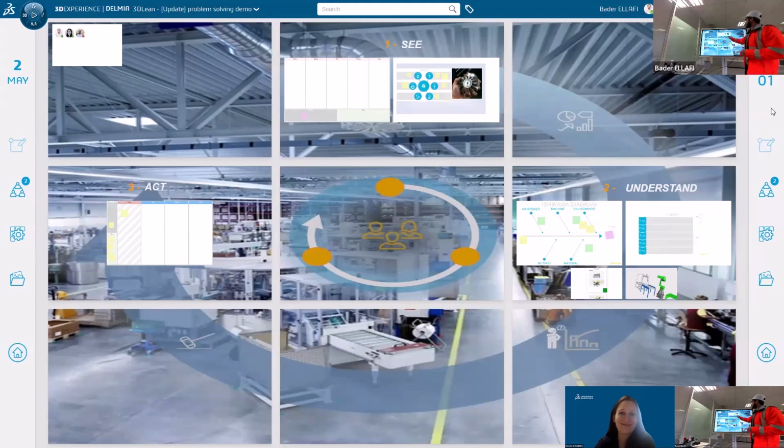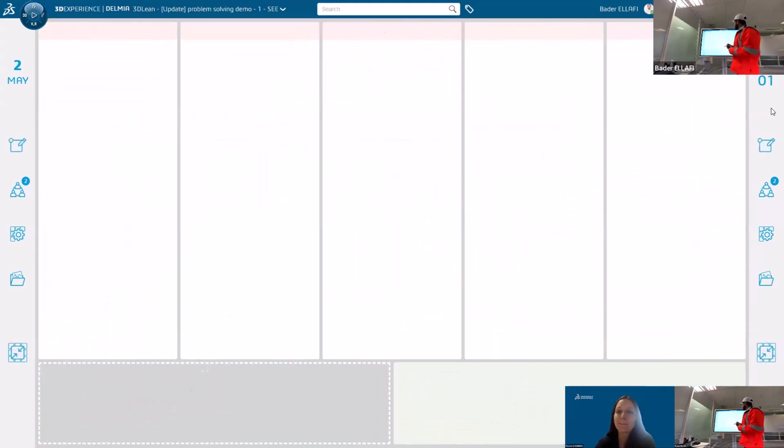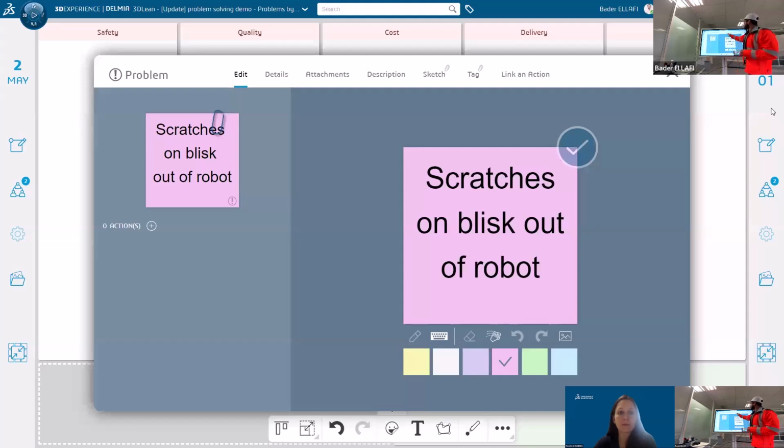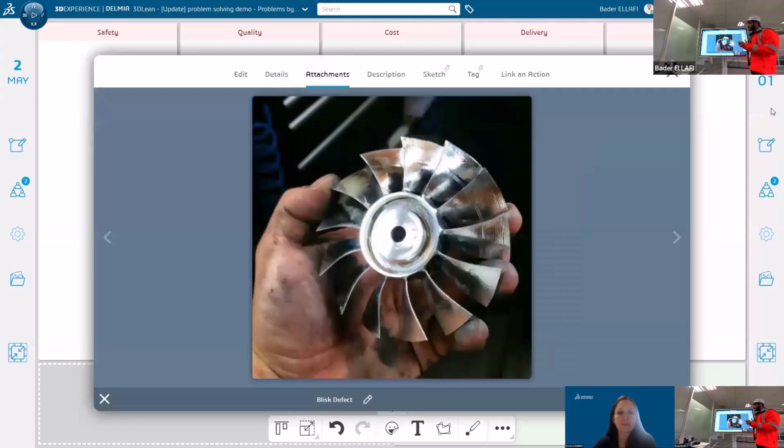Great. So, Florette, we have received from the shop floor a problem which is about scratches on Blisk out of robot. And this issue is about a Blisk which have scratches on the right side.